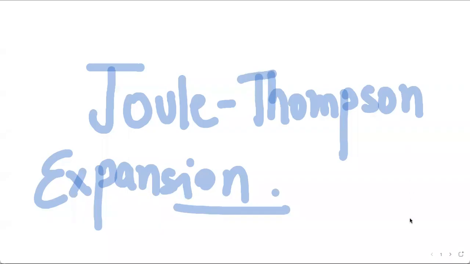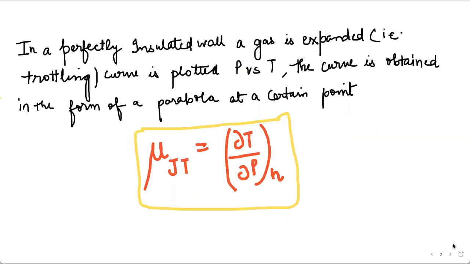Joule-Thomson expansion. The concept of Joule-Thomson expansion: in a perfectly insulated wall, a gas is expanded, that is throttling. We all know what throttling is. It is a sudden decrease of pressure. The gas is expanded and the curve is plotted of your P versus T.